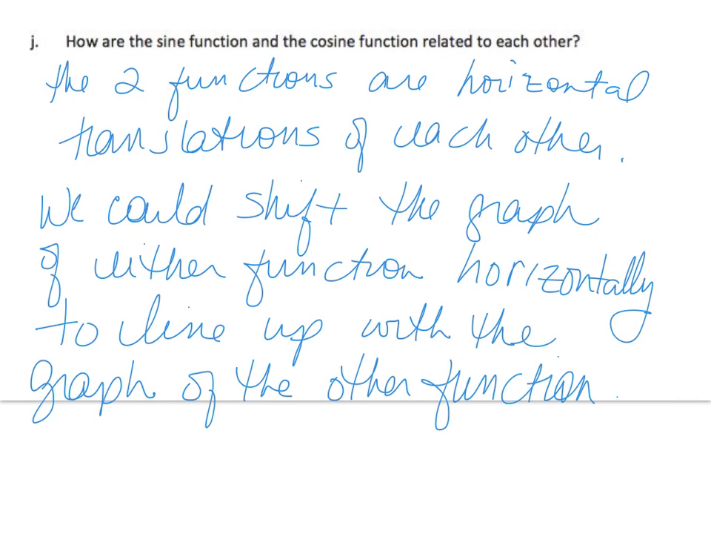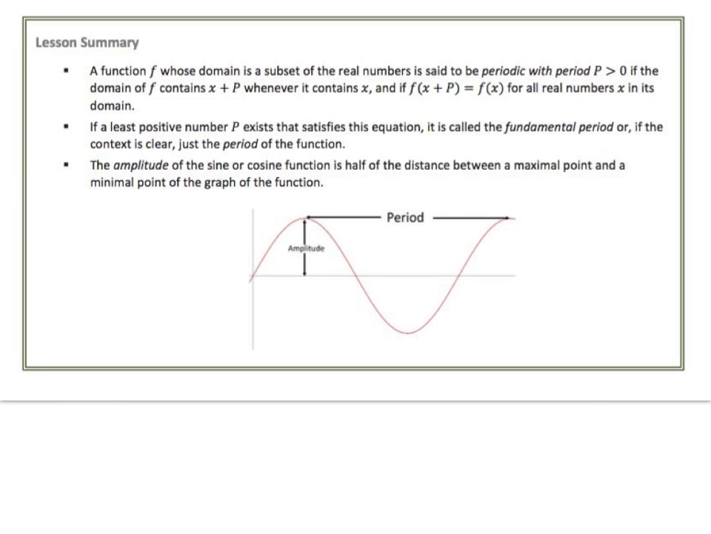New question compared to the sine questions. We didn't have this one. How are the sine function and the cosine function related to each other? The two functions are horizontal translations of each other. We could shift the graph of either function horizontally to line up with the graph of the other function. If we overlaid those two graphs on top of each other, they would look exactly the same, just shifted by 90 degrees. And that's it.